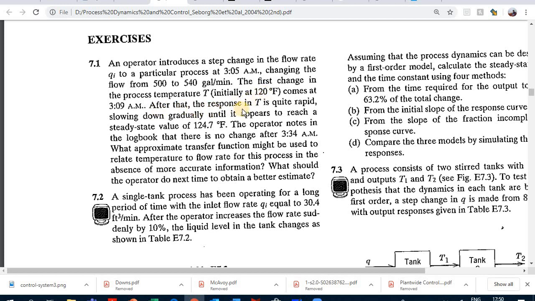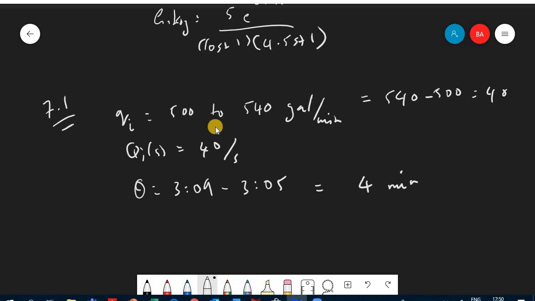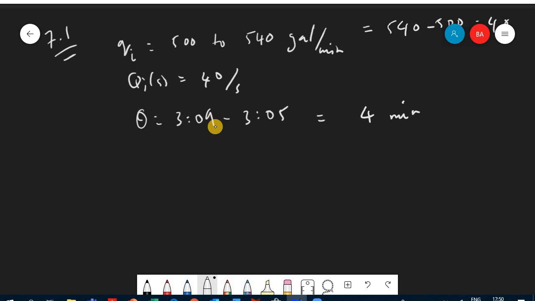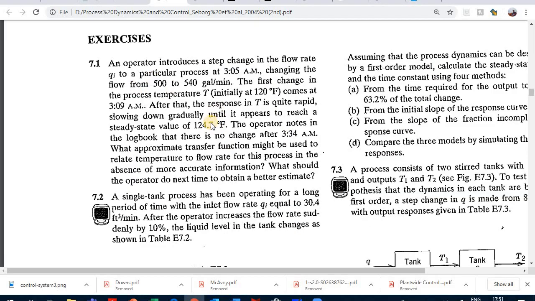And from 120, the response is quite rapid, slowing down gradually until it appears to reach a steady state value of 124.7. So it changed from 120 to 124.7. So the change of the output was 124.7 minus 120, and that is equal to 4.7 degrees, okay?